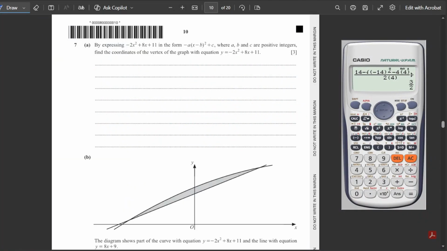Okay, so now we're on to question number 7. It says, by expressing negative 2x squared plus 8x plus 11 in the form this thing, where a, b, and c are positive integers, find the coordinates of the vertex of the graph with the equation this. Now, this is basically the equation that is given over here to us. This is a quadratic equation in its standard form. They want us to convert it into its vertex form. Okay, no problem, we can do that.